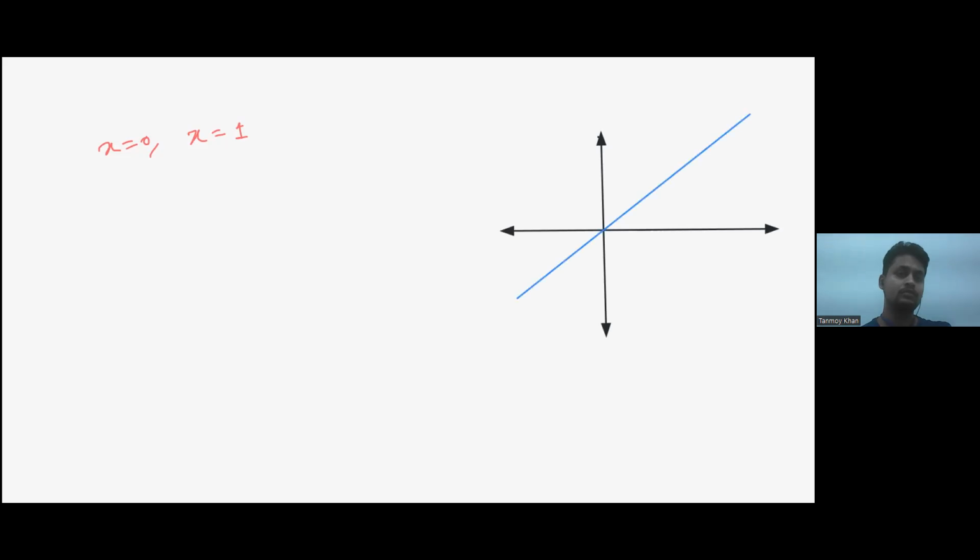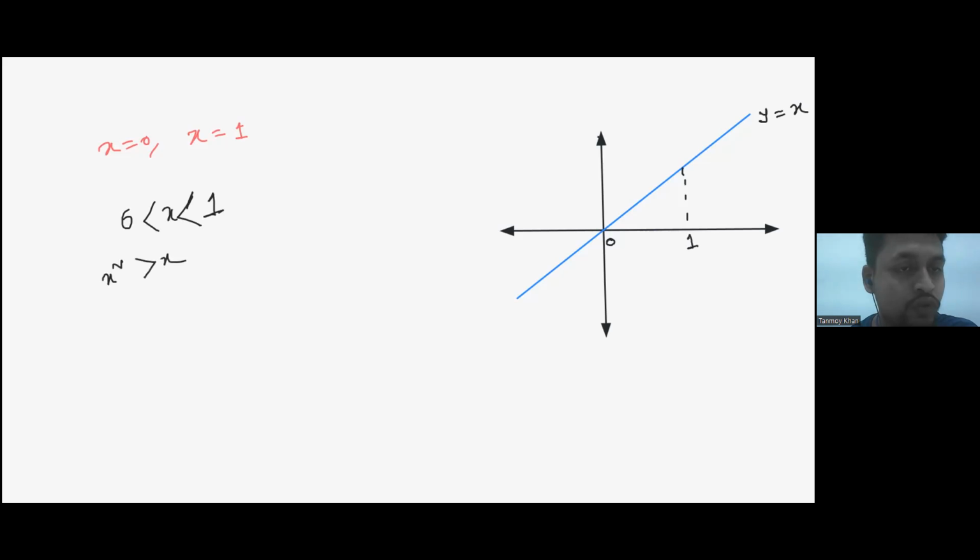This one is nothing but y equals x, right? Now we know this one is the 0 point, and this is the position of the 1 point. Now, in between 0 to 1, we know x squared is less than x. X cubed is less than x.